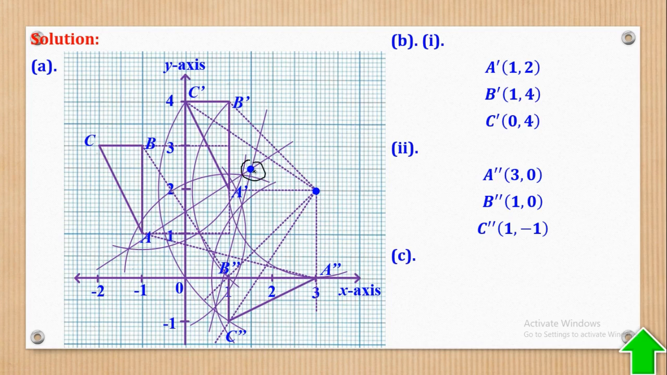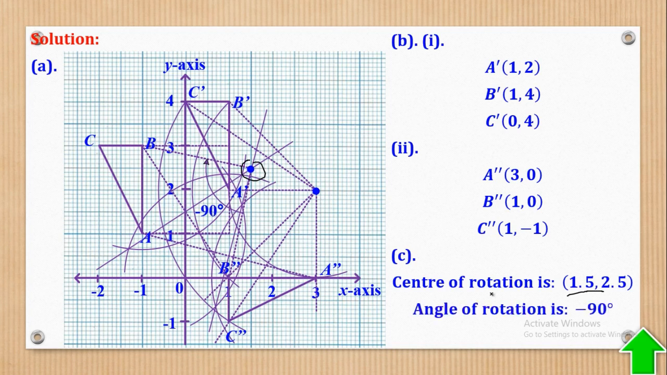Then the angle of rotation we join. So the center of rotation is 1.5, 2.5. Then for the angle of rotation, you are going to join this center of rotation to point B double prime, and also this center of rotation to point B here. Then use a protractor and measure off that angle, and it comes to 90 degrees. So it is clockwise, meaning it will be negative. Therefore you conclude that the angle of rotation is negative 90 degrees.